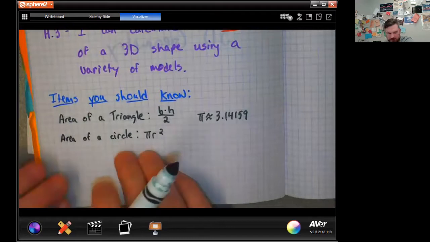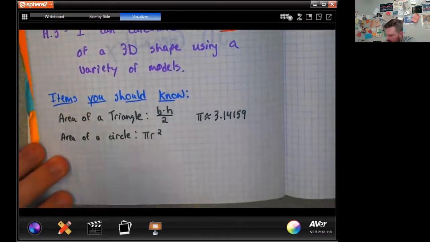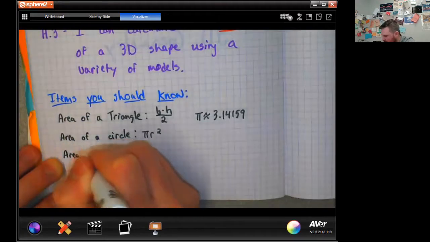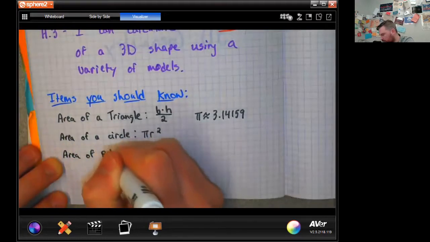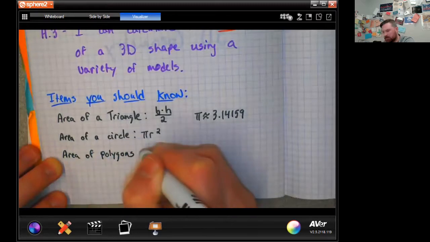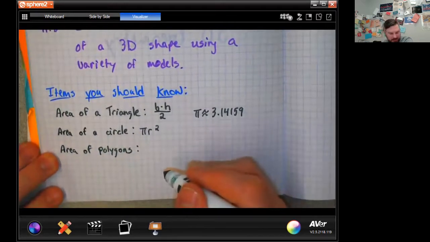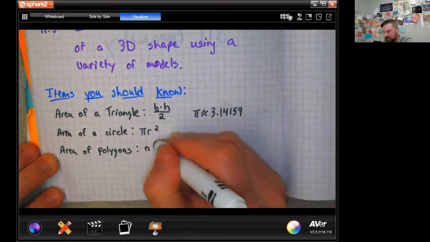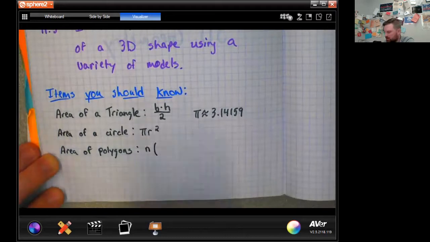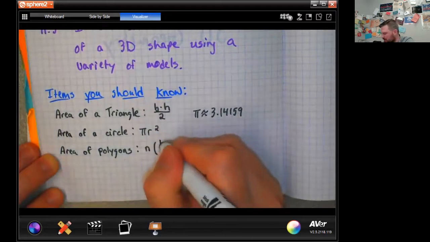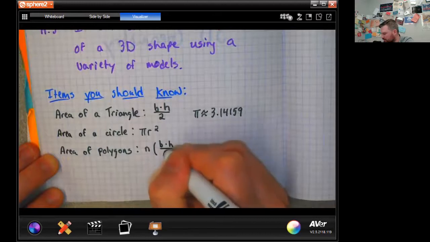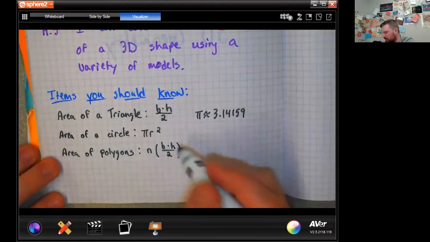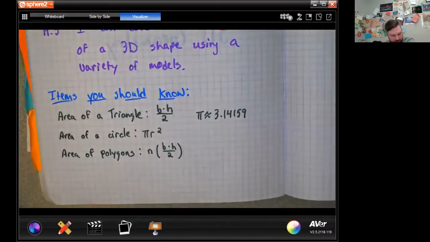So we have area of a circle. We just talked about area of polygons, so I'll add that on here. Because we will be looking at some of those polygons again, which was the number of sides times the triangle that was in the side. So you got base times height divided by 2. And the height we called the apothem. So if you wanted to put an A there, you certainly could.